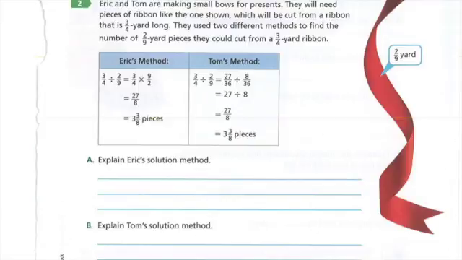Eric had 3/4 divided by 2/9. And then if you notice, here's his 2/9, and then all of a sudden he multiplied by 9 over 2. And then 3 times 9 is 27, and 4 times 2 is 8, and then he ended up with 27/8. So A says explain Eric's method. He multiplied by the reciprocal.